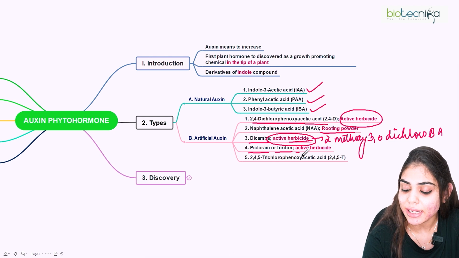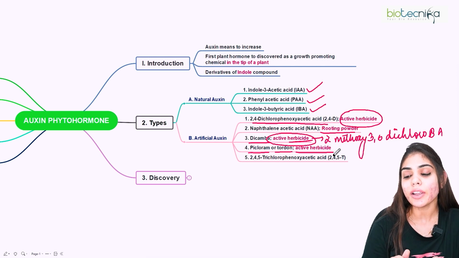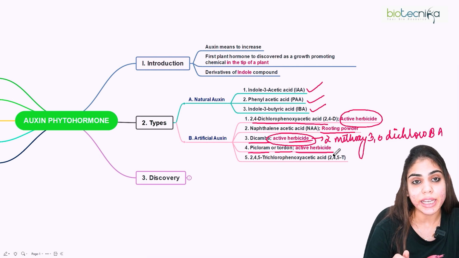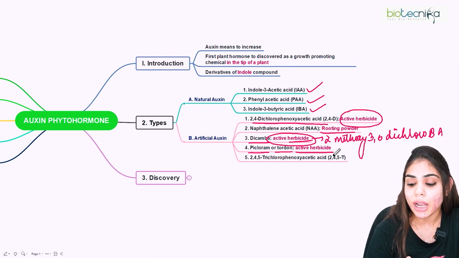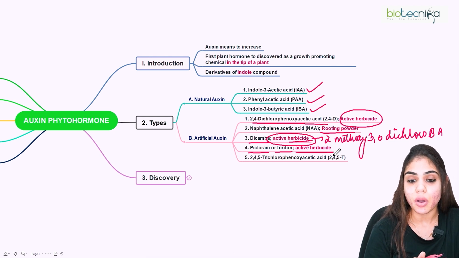Again this is an active herbicide, and the last is 2,4,5-T, that is 2,4,5-trichlorophenoxyacetic acid. Now here you have to learn the active herbicide examples. They are 2,4-D, picloram as well as dicamba. So this is all about the types of auxin.